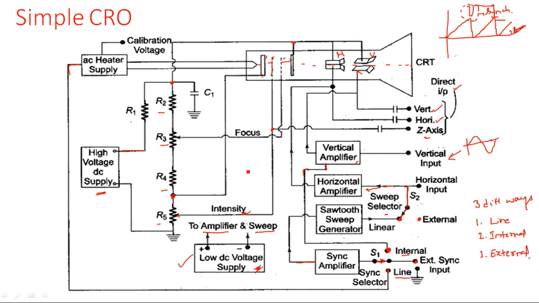The output of the sync selector is given to the sweep generator. The sweep generator generates sawtooth waveforms at regular intervals. Those sawtooth waveforms change state depending upon the trigger pulse coming from the sync selector input. The output of this is given to the horizontal amplifier, and thereby to the horizontal deflecting plates. This is the simple CRO block diagram.